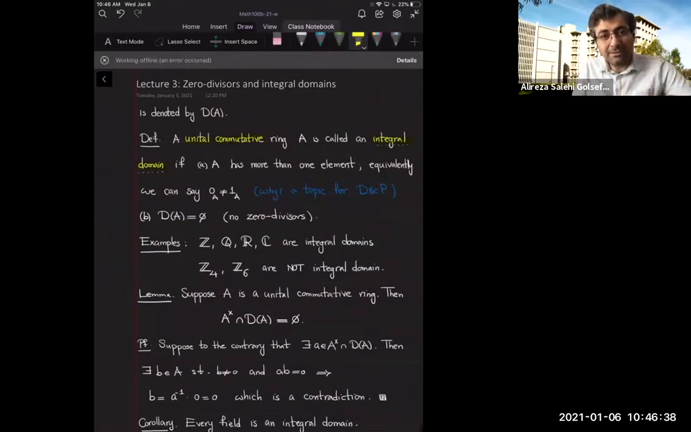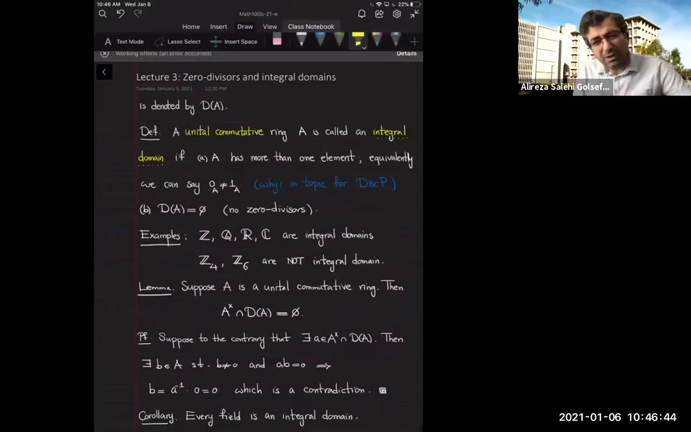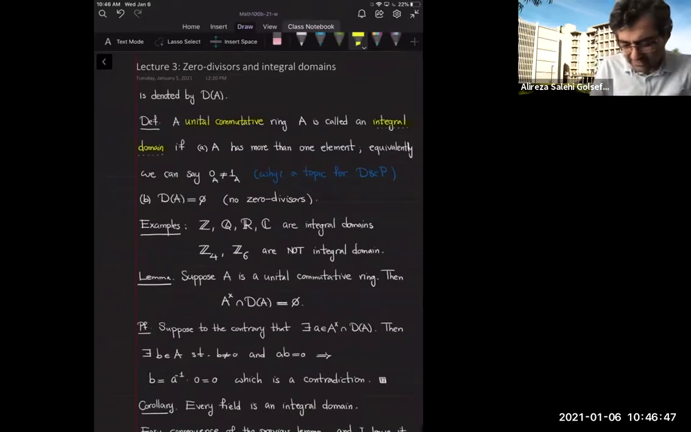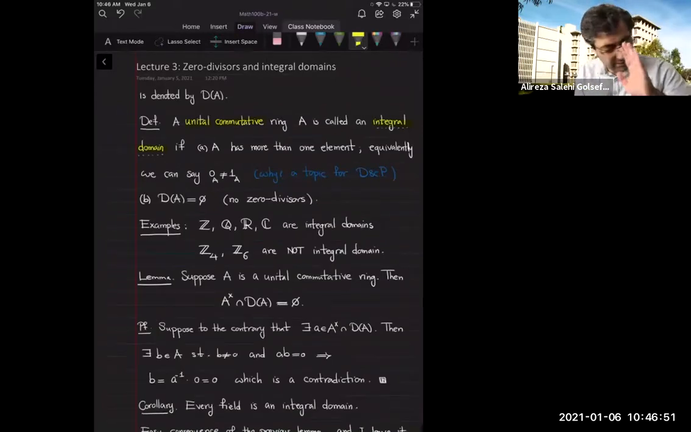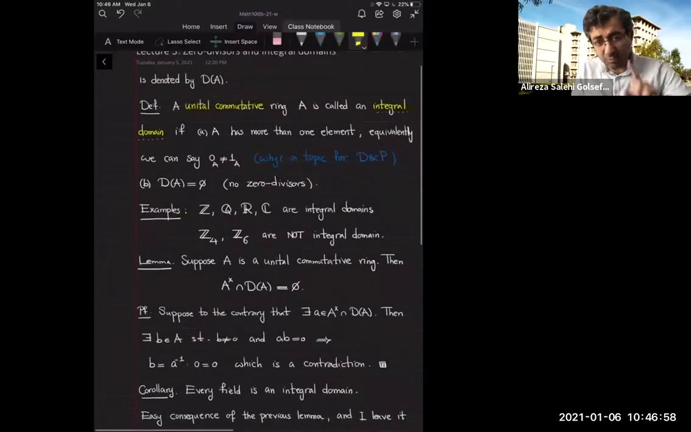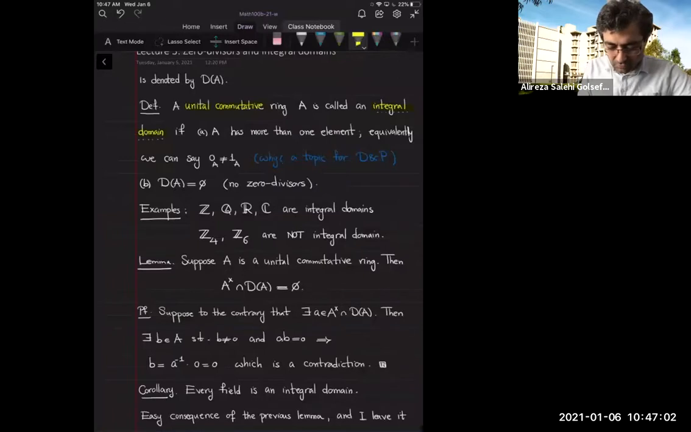Again, it means that 0 is not 1. Saying 0 is not 1 is the same as saying that we have at least 2 elements and so on. We can discuss it in the discussion and problem session. It's easy. I encourage you to think about it. So that's the first condition: 0 should not be 1. And second, more important condition, we should not have any zero divisors. So no zero divisors and non-trivial ring add up, giving us what we call an integral domain.